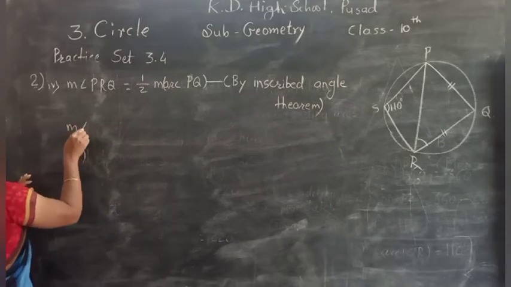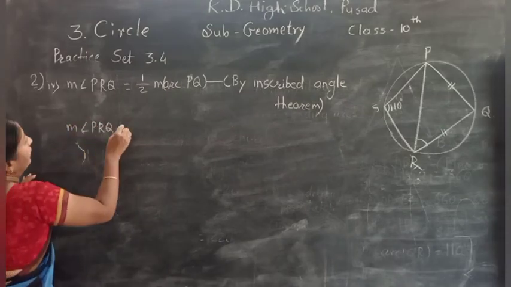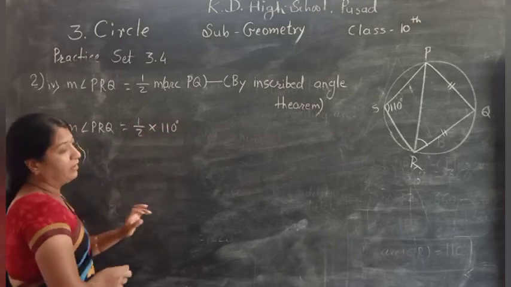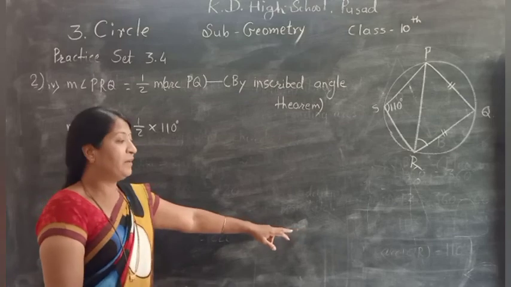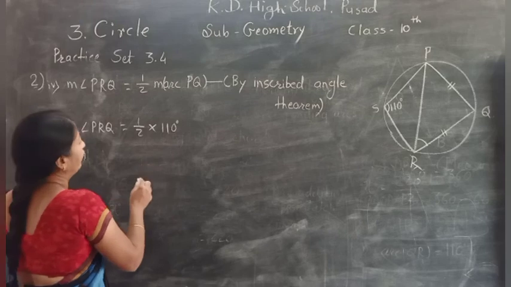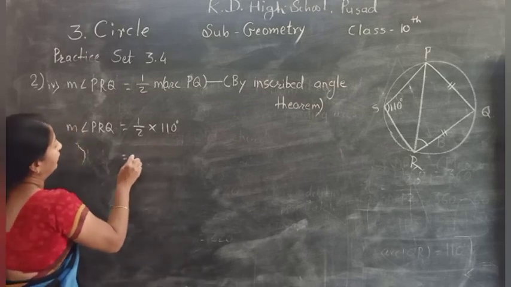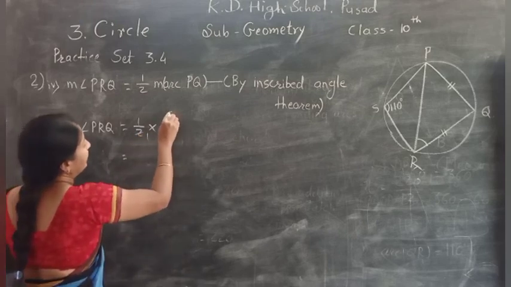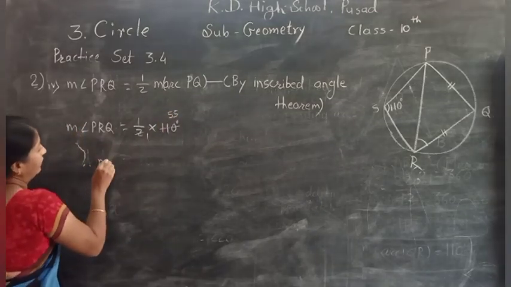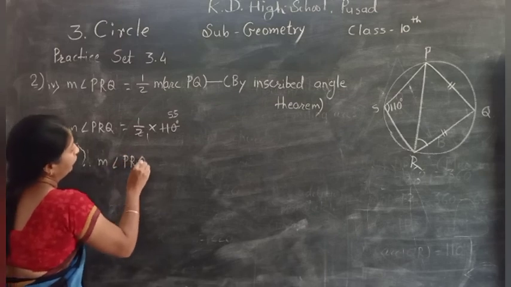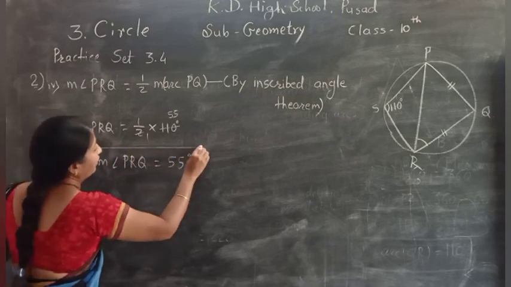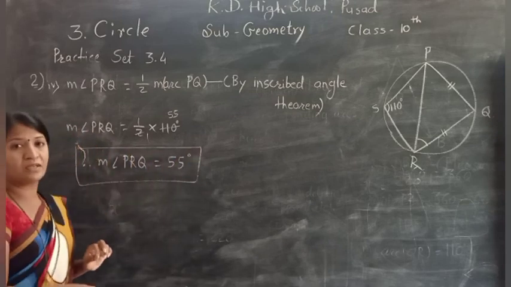So measure of angle PRQ is equal to half into 110. We found in the before example that QR is equal to PQ is equal to 110. So here we put 110 directly. Therefore 2 fives are 10, again 2 fives are 10. Therefore measure of angle PRQ is equal to 55 degrees. That is what we had to find. This is our fourth sub-question.